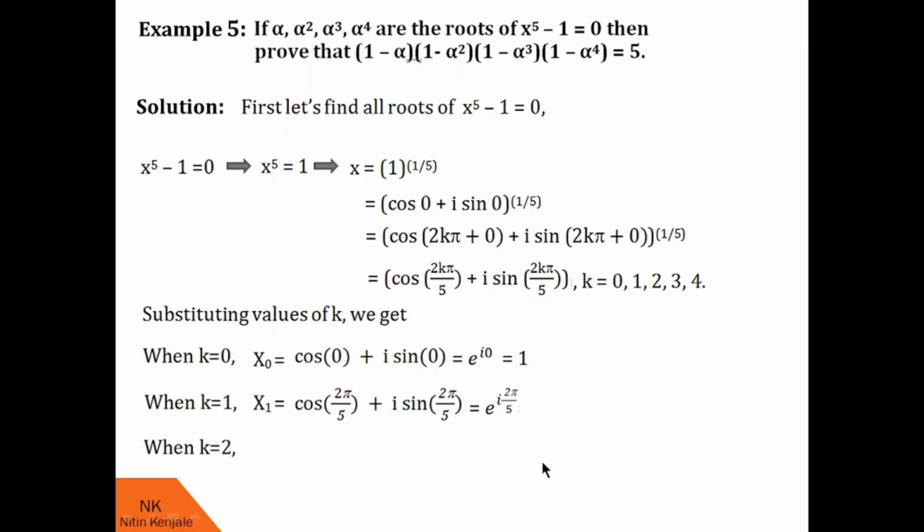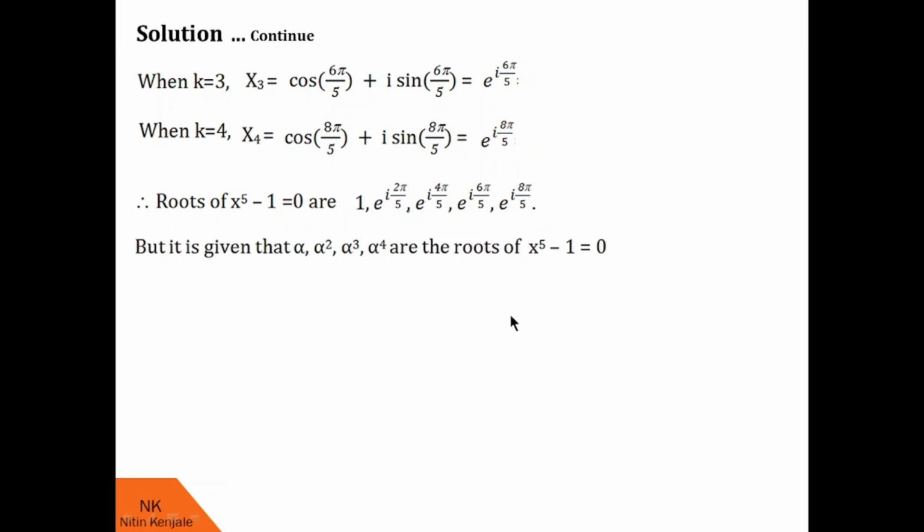When we do so, we will get roots x2 is equal to e raised to i 4π by 5, x3 is equal to e raised to i 6π by 5, and x4 is equal to e raised to i 8π by 5 respectively. So the roots of x raised to 5 minus 1 is equal to 0 are 1, e raised to i 2π by 5, e raised to i 4π by 5, e raised to i 6π by 5, and e raised to i 8π by 5.